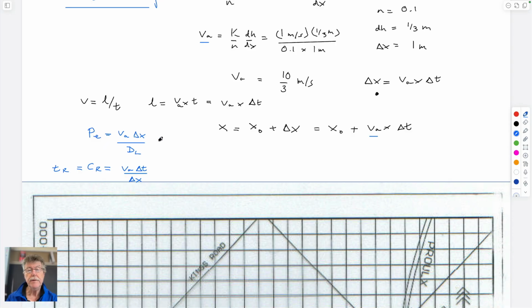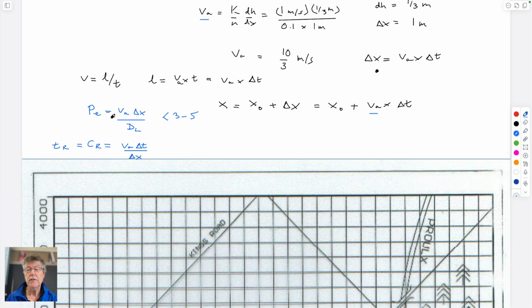So this works best if the Peclet number of the system is less than 3 to 5. And so you want this number to be less than 3 to 5. You have no control in your system on the advective velocity because that's the physical system and it's going at that velocity.